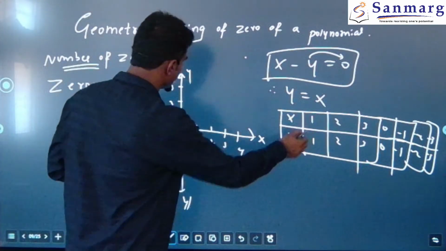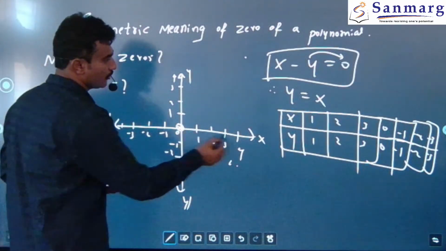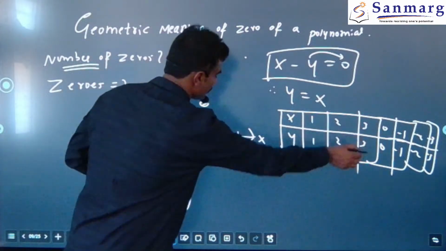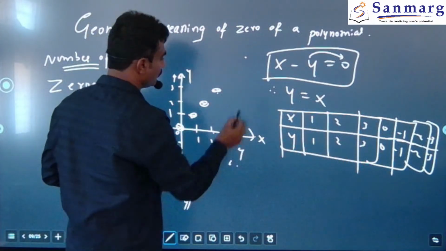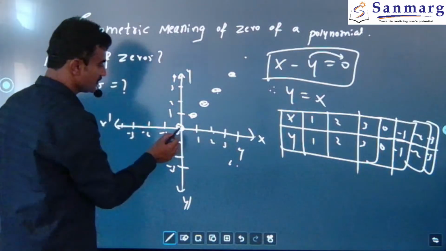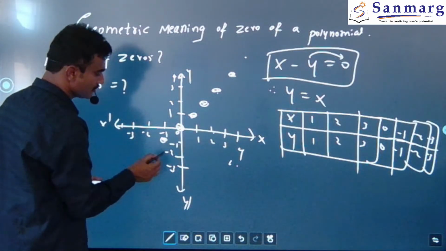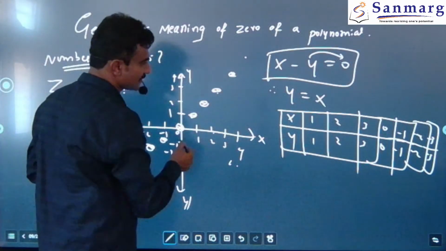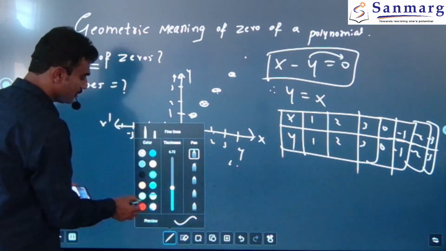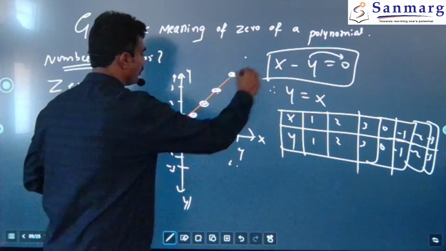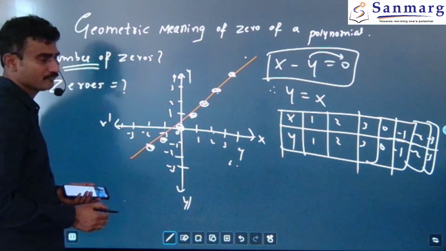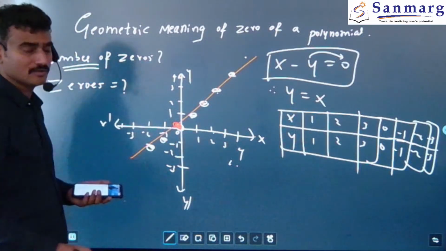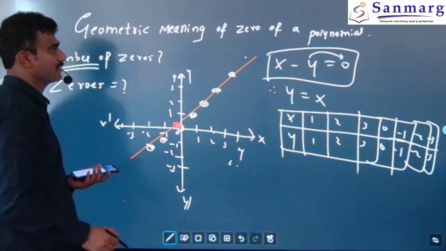Suppose I substitute all these values: for 1 the answer is 1, for 2 the answer is 2, for 3 the answer is 3, for 4 the answer is 4. Similarly for 0 it is 0, for minus 1 it is minus 1, for minus 2 it is minus 2. So I have got around 5-6 points. If I join all these points, I will get a straight line, which is passing through the x-axis, or touching the x-axis.